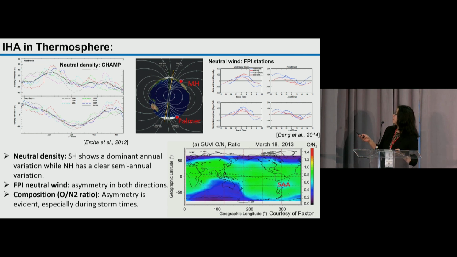Then we compared the neutral wind from conjugate FIREBIRD interferometer stations. And again, the neutral wind in both meridional and zonal directions shows asymmetry in different seasons as well.